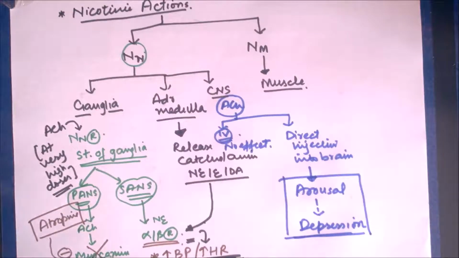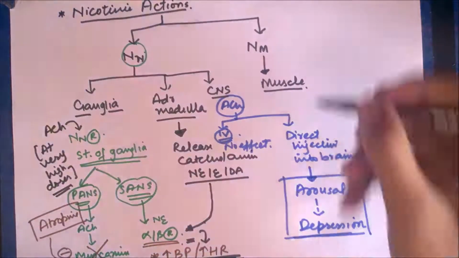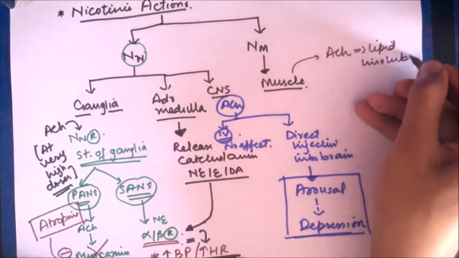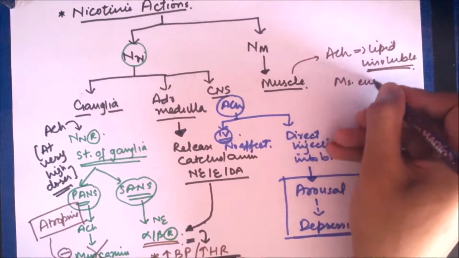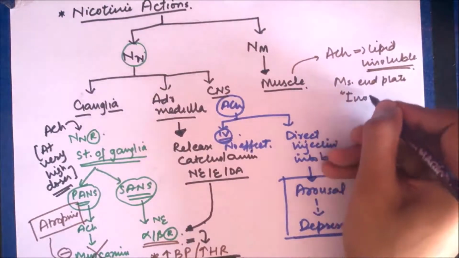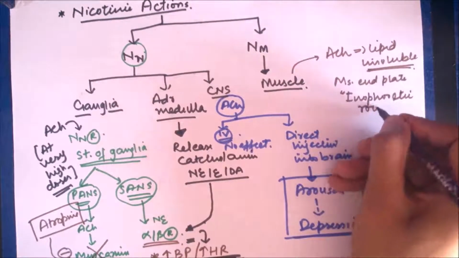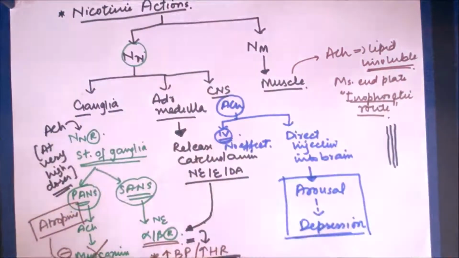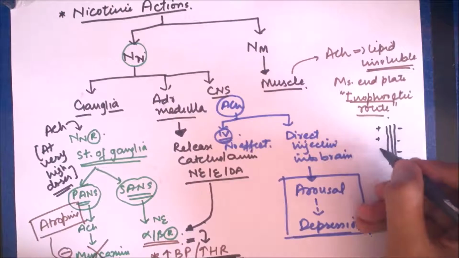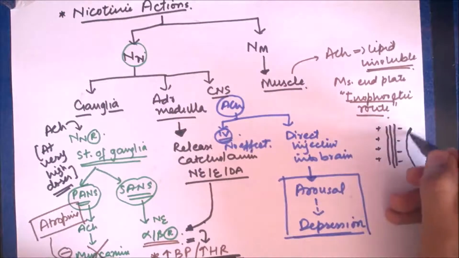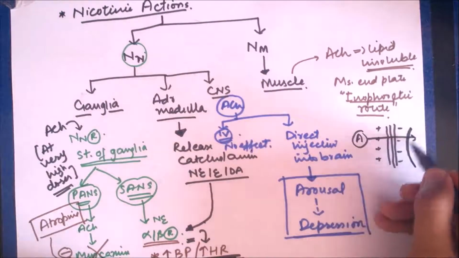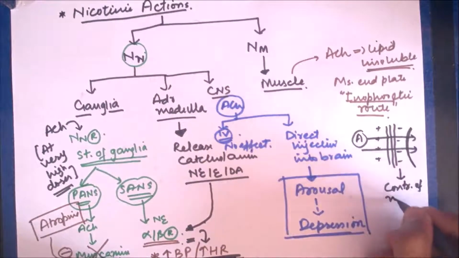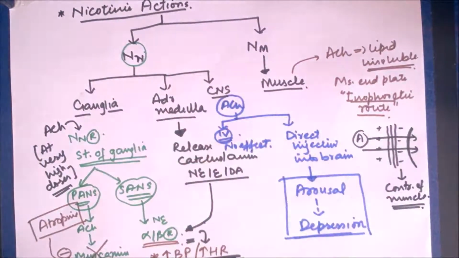Now, the effect of acetylcholine on the NM receptors which are present at the neuromuscular junction. Acetylcholine is lipid insoluble, so as such it cannot reach the muscle end plate. The best method by which it can reach the muscle end plate is by giving it through the ionophoretic route. If these are various layers of skin, by some means we develop a charge gradient on the sides of the skin, and if this is the muscle end plate, the acetylcholine will be able to diffuse and reach the muscle end plate. This is known as the ionophoretic route, and it results in contraction of muscle.